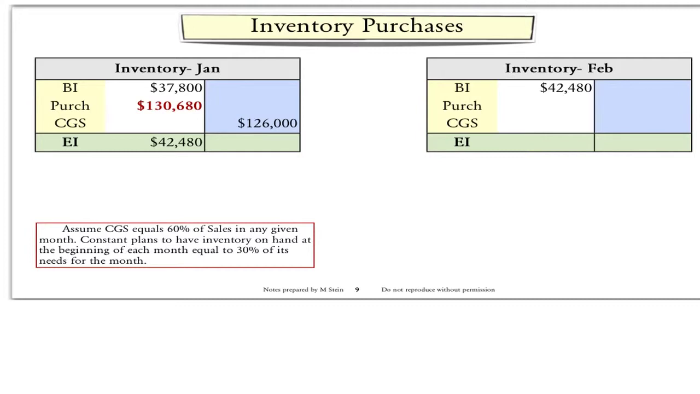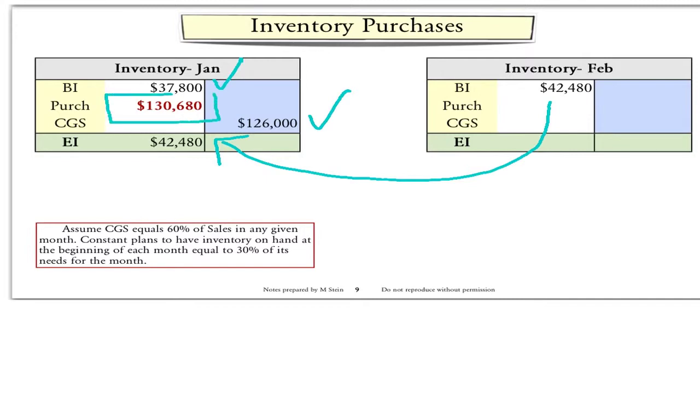So the finished goods inventory in January has a beginning balance of $37,800, cost of goods sold $126,000, and the ending balance taken from the beginning balance in February, $42,480. Therefore, the amount of purchases required equals $130,680. All that remains is to schedule out the collections.